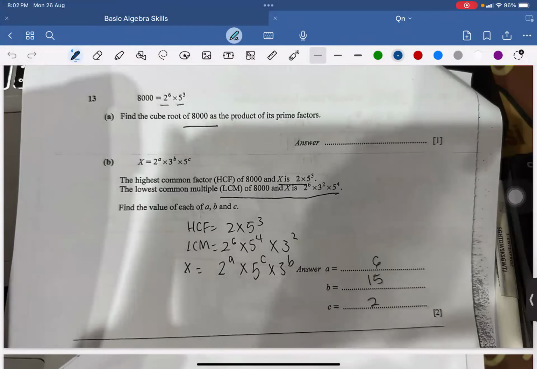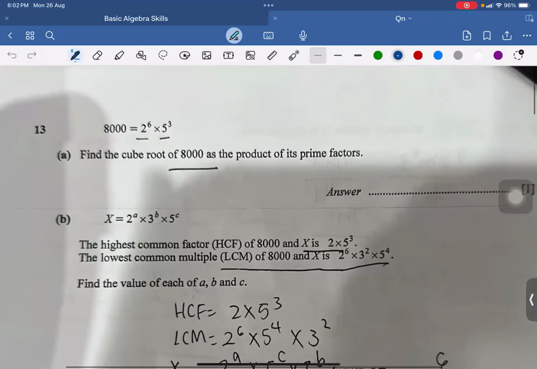Now, for the first part of our remedial, although I'm supposed to do basic algebra skills later, since some of them have requested for questions in the 2023 paper 1, part 1, I should go through some of the following questions. So question number 13, first one, find the cube root.